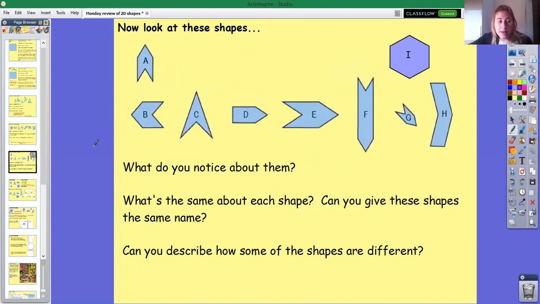Okay. Now I want you to pause the video and have a little look at these shapes. And again, what do you notice? What's the same about them? Can you give the shapes the same name? Can you describe how some of them are different? Pause the video now.